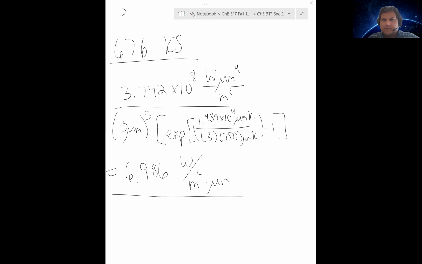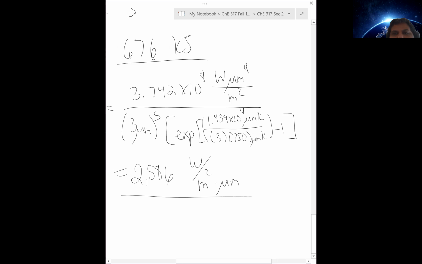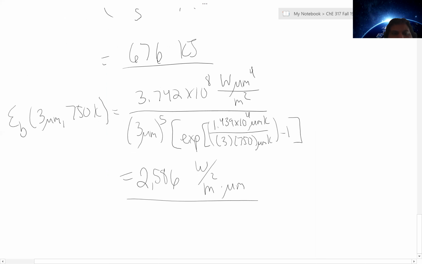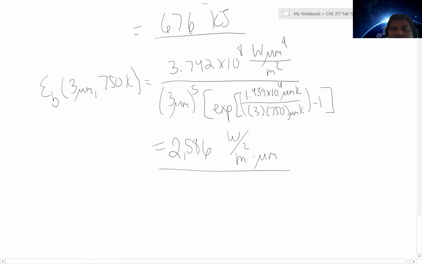Helps if I put the equal sign in. Yeah, 2586. My answer is close, but not quite. I'm not sure what I did wrong then. That's fine. All right, so about 2586 watts per meter squared micron.